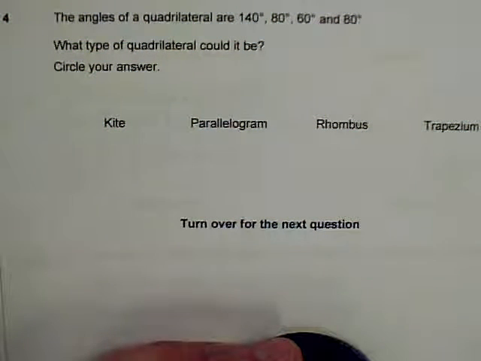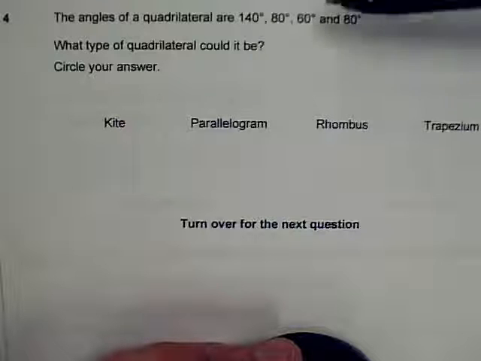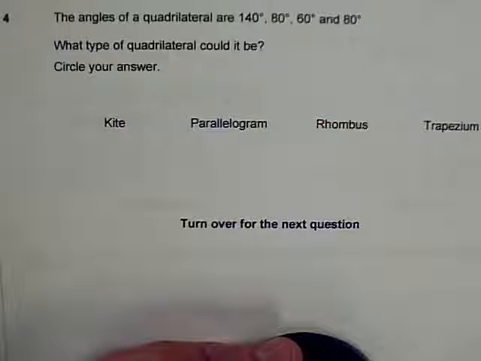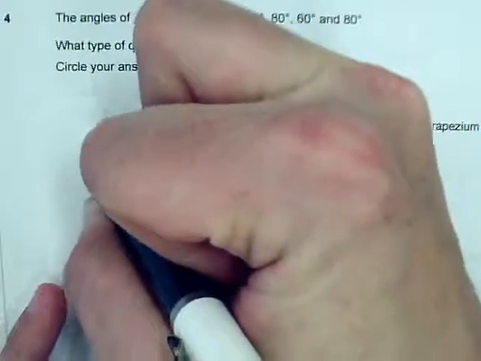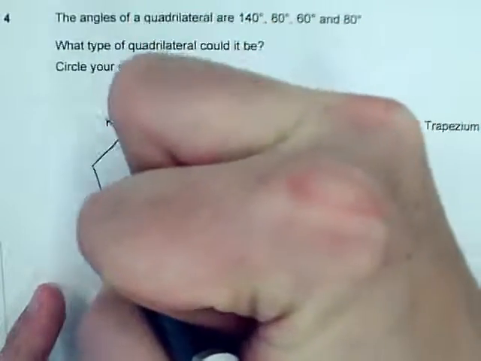Okay, question 4 gives us 4 angles of a quadrilateral: 140 degrees, 80 degrees, 60 degrees and 80 degrees, and we're asked to work out what type of quadrilateral it could be. So for this, it's a good idea to do a little sketch.